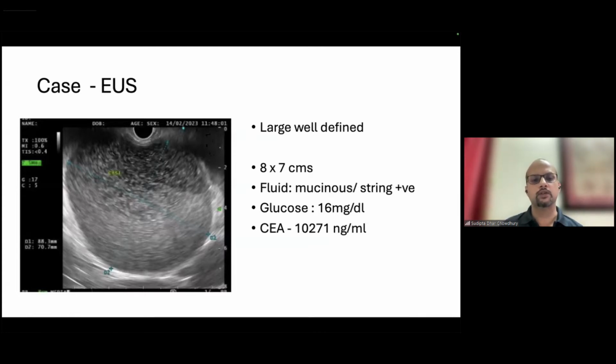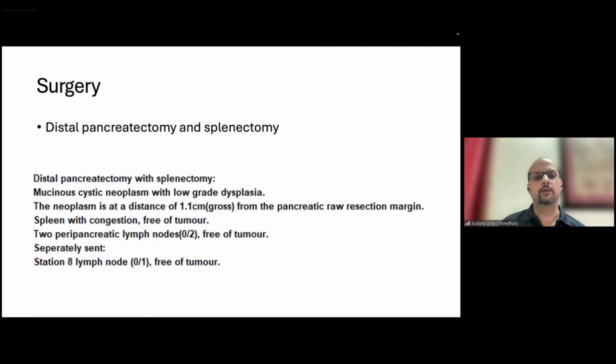and EUS showed a large unilocular cyst with a thick content. It was large, well-defined, 8 to 7 centimeters. The fluid was mucinous, string test was positive. The glucose content within the cyst was 16 milligrams per deciliter, and the CEA was 10,271 nanograms per ml. So I think we had a 100% diagnosis of MCN, and this particular case underwent a distal pancreatectomy and a splenectomy, and that showed a mucinous cystic neoplasm with a low-grade dysplasia.